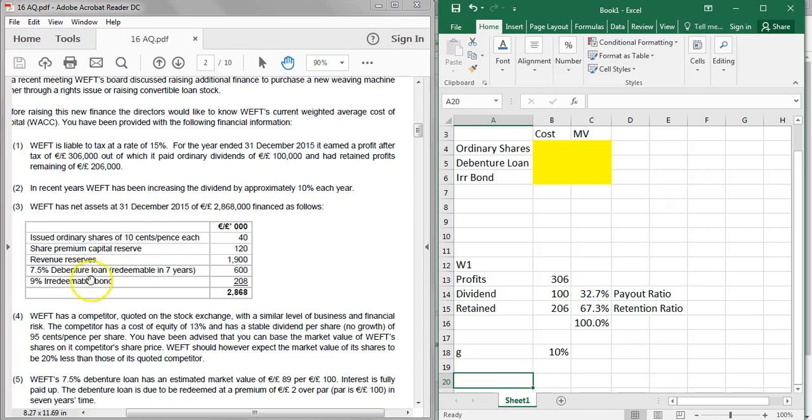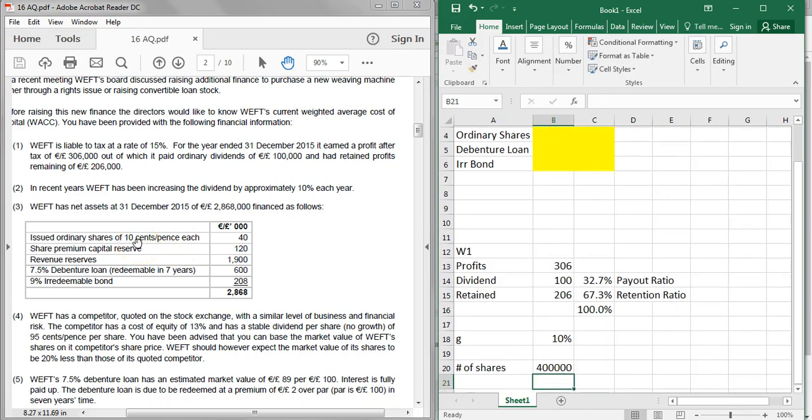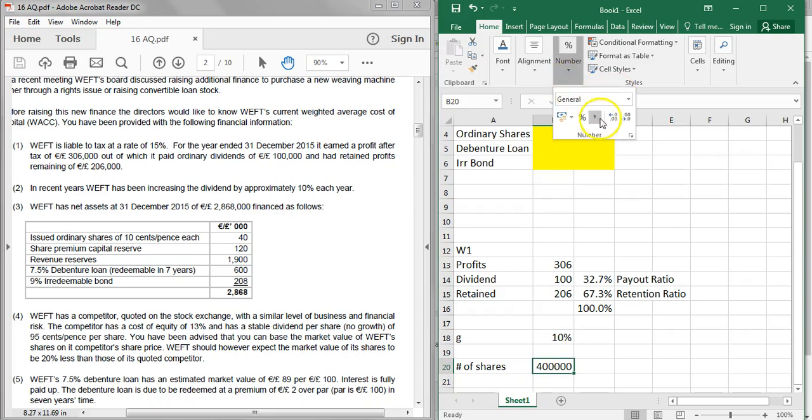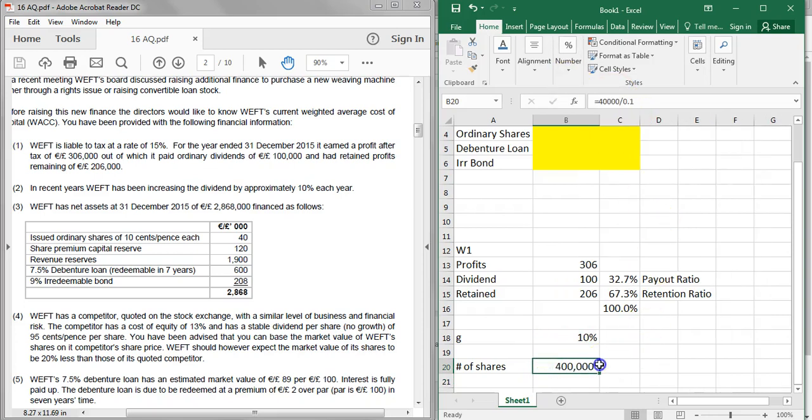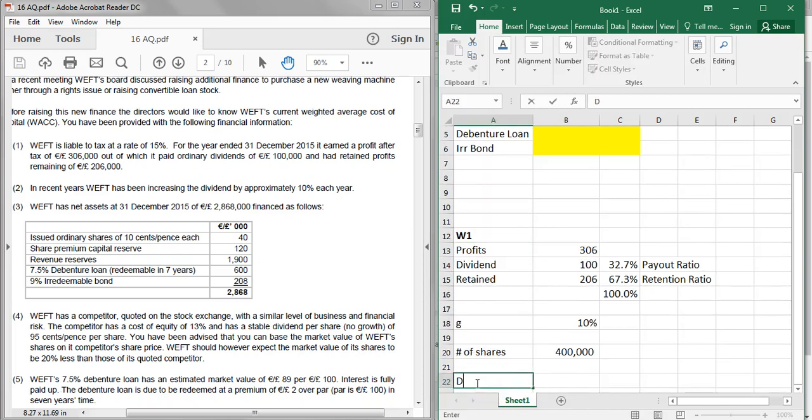So those are the 2 debt finances, and we have ordinary share capital, share premium, and revenue reserves, also known as retained earnings. Now, to get the number of shares, which is a tricky one, just be careful. You have 40,000 share capital, but each share is worth 10 cents. So you have to divide by 0.1, meaning you're going to have 400,000 shares. That's a tricky one. When your shares are not worth €1 each, in this case they're only worth 10 cents, you have 400,000 shares. We're going to need that when we get the market value. So we have a profit, we have a dividend. We can calculate then dividend per share. Your dividend per share is 100.